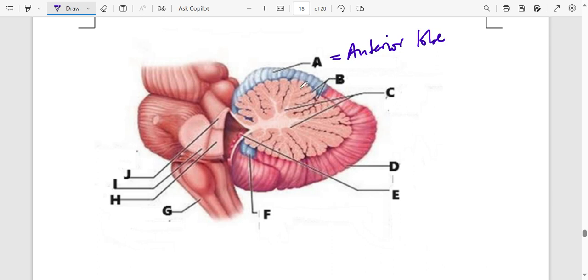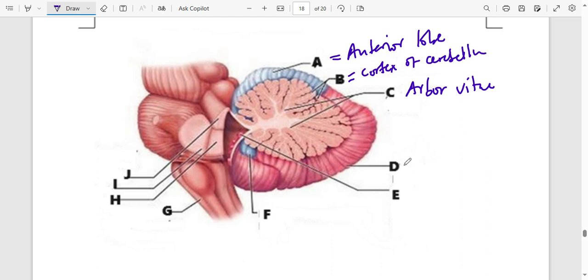And then B, the outer part here. What is the outer part of the cortex of the cerebellum? And then what can be C? Yes. So the arbor vitae is actually the medulla, which is the inside that is making the tree there. Arbor vitae. So this outer part is the cerebellar cortex, cortex of cerebellum.